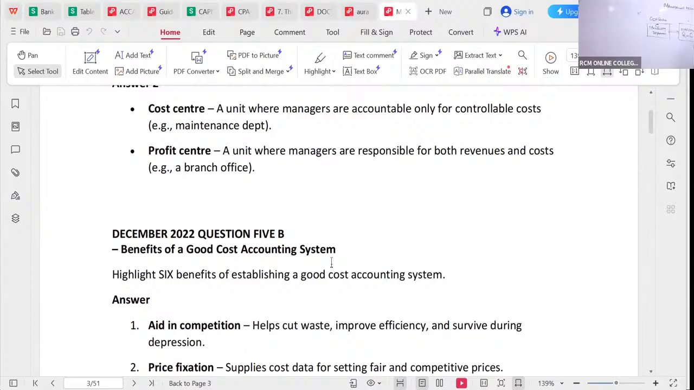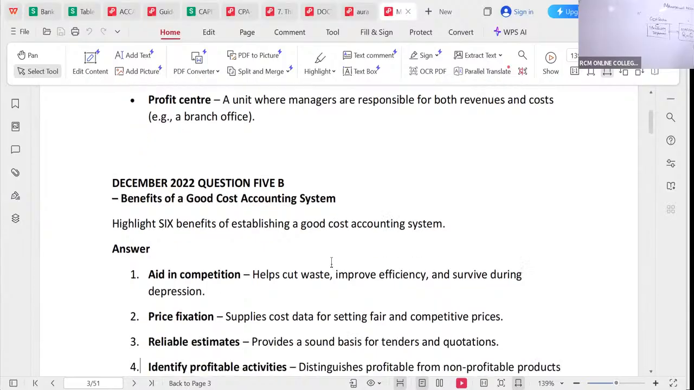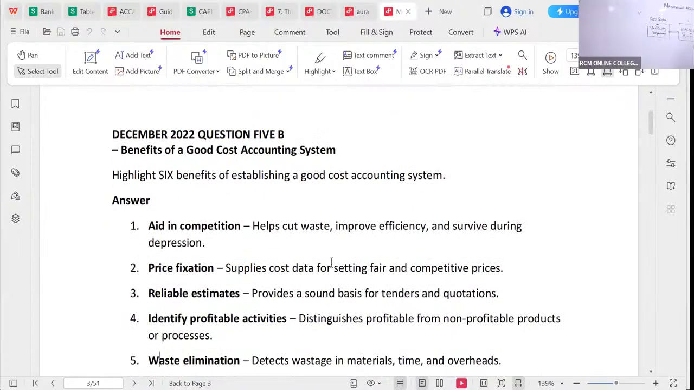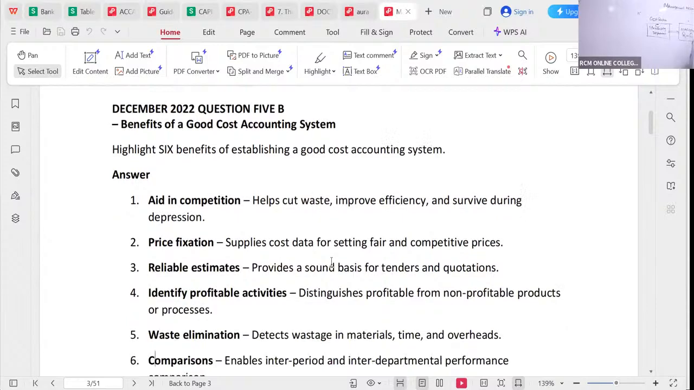Benefits of a good cost accounting system. That is December 2022, question number 5. Benefits of a good cost accounting system.